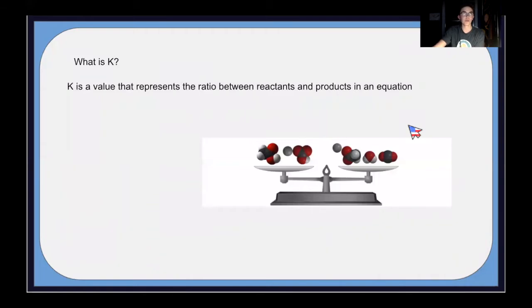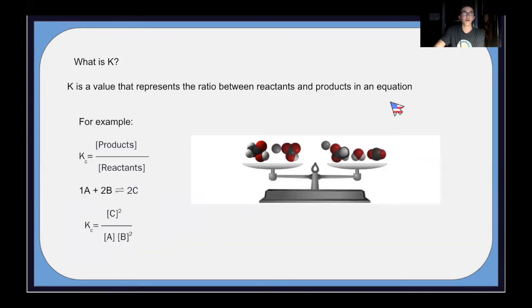So first, what is K? K is a value used during equilibrium of a reversible reaction to represent the ratio between products and reactants. For example, you can see that Kc is written as the concentration of products over the concentration of reactants.